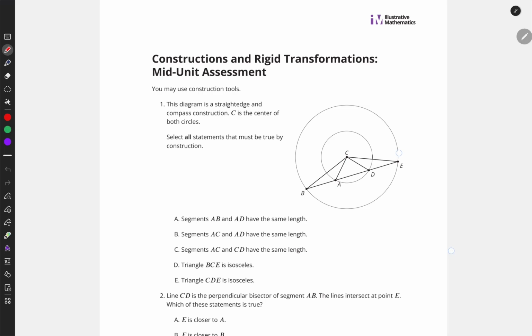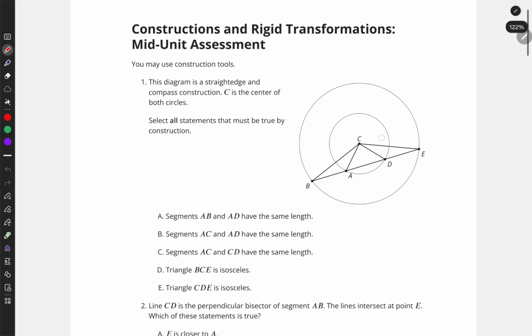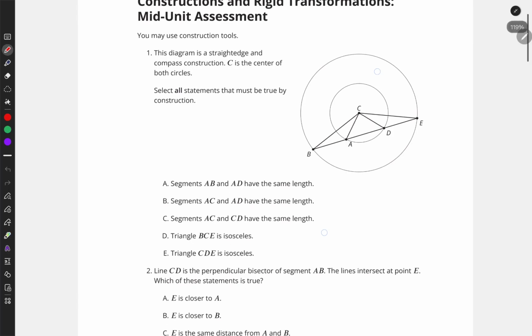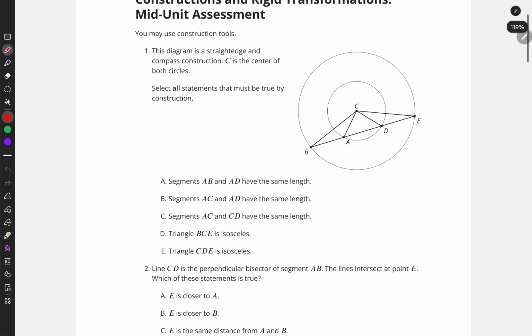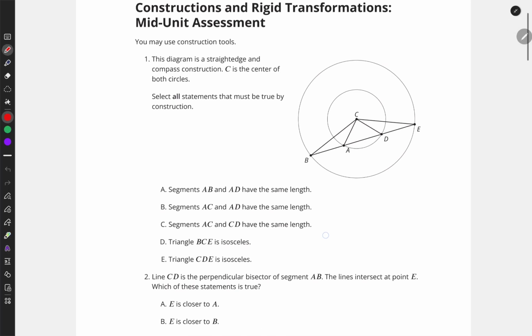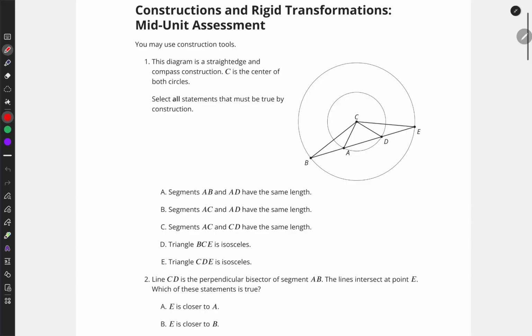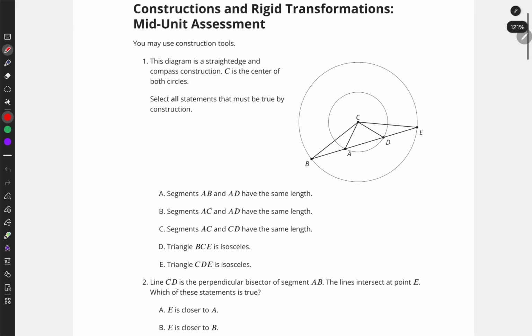It is test correction time, and for this mid-unit assessment, which we did mostly well on, there are some errors that were made. So let's correct everything to make sure that we are getting hundreds on these things, and we're prepared for the Regents, yeah? All right, so this diagram is a straight edge compass construction.